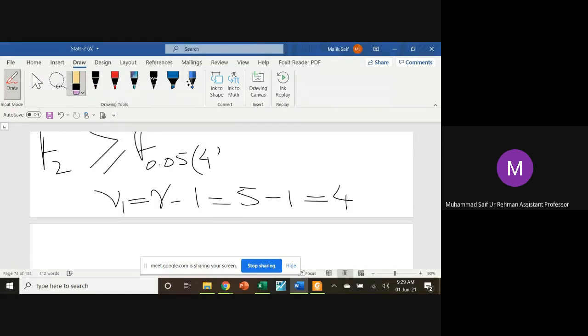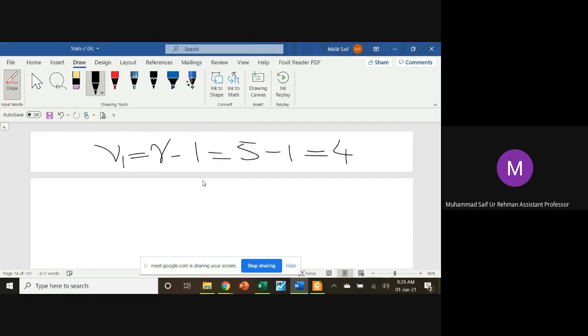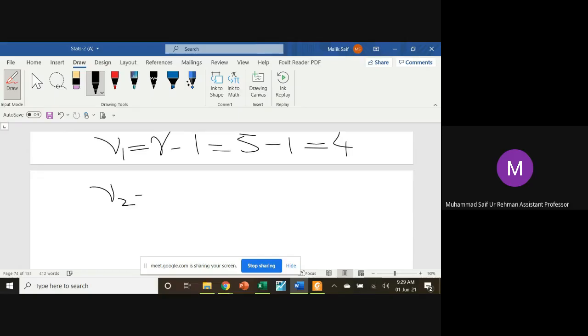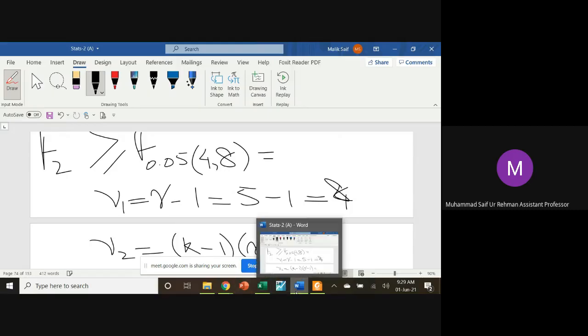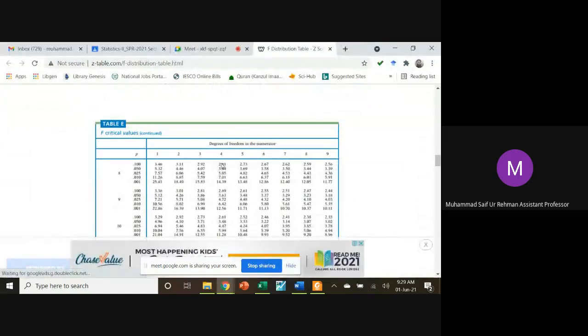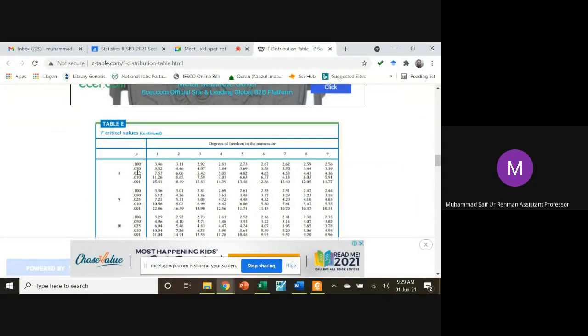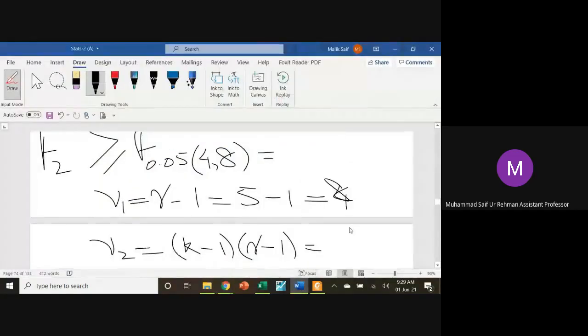And what will be the degree of freedom for the denominator? That will be again K minus 1 multiplied by R minus 1. What is nu 2? Nu 2 is K minus 1 multiplied by R minus 1, so we have already found it. It was 8. So 4 and 8 are the degrees of freedom. Now again come to the F table and see for 4 and 8. So 4 is here, 8 is here, and 0.05 is this value. This is the level of significance. The value is 3.84. 3.84 is the critical value.